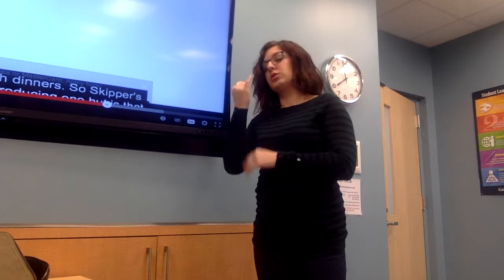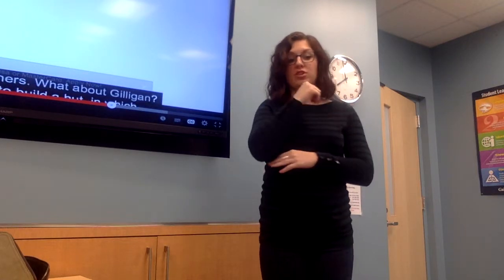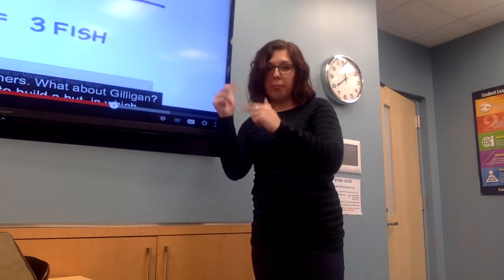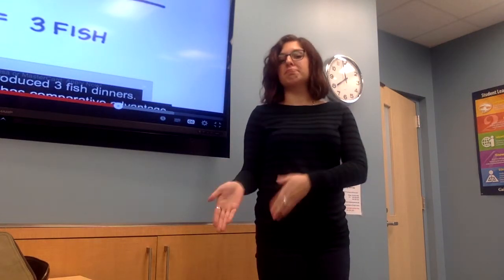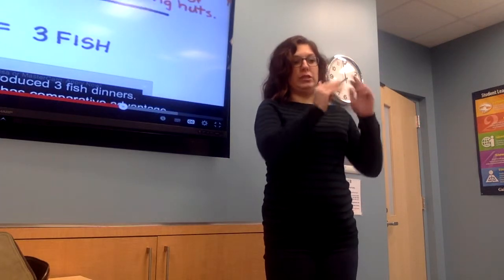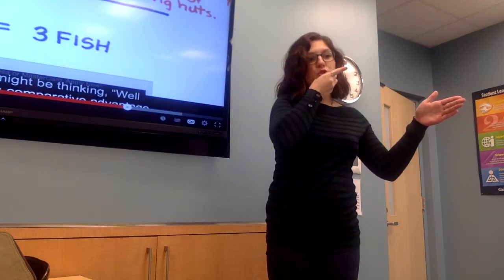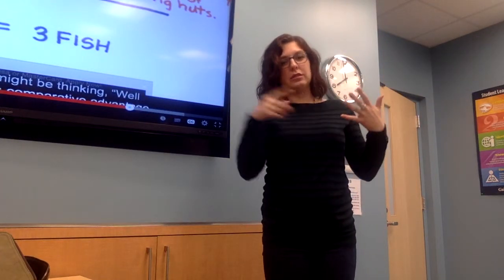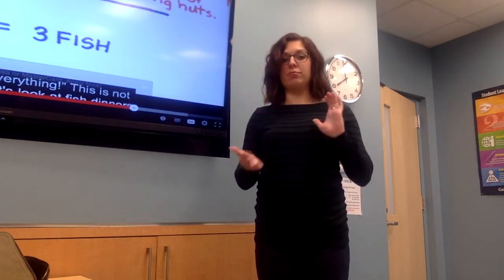So Skipper's opportunity cost of producing one hut is that he sacrifices 2 fish dinners. What about Gilligan? He takes 45 hours to build a hut, in which time he could have produced 3 fish dinners. This means that Skipper has comparative advantage in hut production. Now, some of you might be thinking, well, of course Skipper has comparative advantage. He's better at everything. This is not necessarily true.